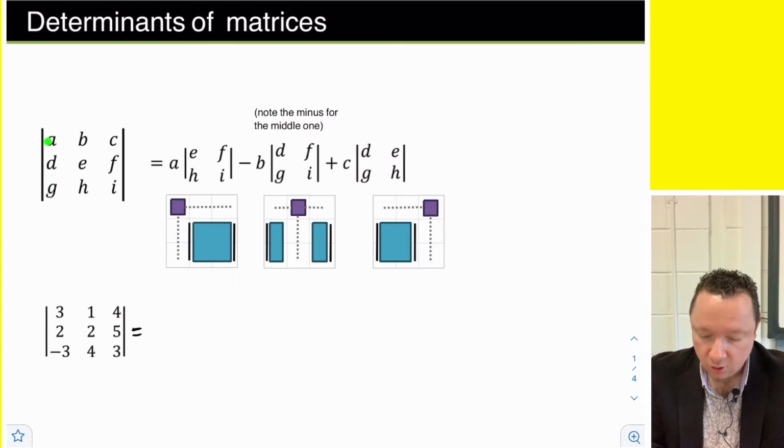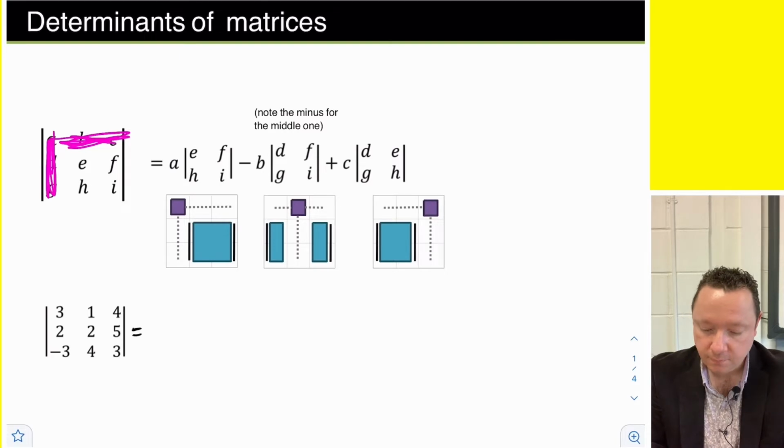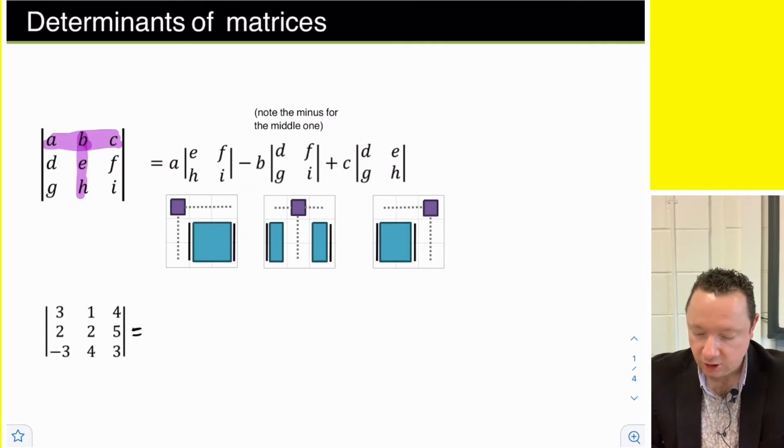So I'm deleting this column and this row, like so, and that leaves me with E, F, H, and I. So it's A times E, F, H, and I. I then move on to my next element and it becomes minus. So it's minus B times, and I delete the column and the row. So I'm left with D, F, G, I. So minus B times D, F, G, I. Deleting the column and the row. And then it's back to plus.